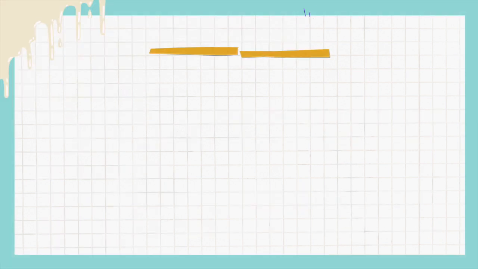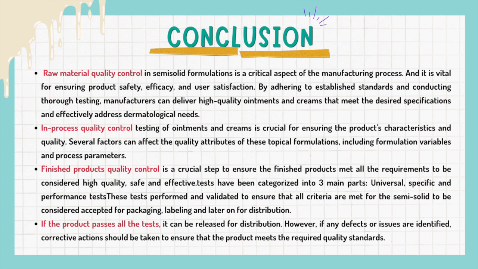In conclusion, raw material quality control in semi-solid formulations is a critical aspect of the manufacturing process, and it is vital for ensuring product safety, efficacy, and user satisfaction. By adhering to established standards and conducting thorough testing, manufacturers can deliver high-quality ointments and creams that meet the desired specifications and effectively address dermatological needs. In-process quality control testing of ointments and creams is crucial for ensuring the product's characteristics and quality. Several factors can affect the quality attributes of these topical formulations, including formulation variables and process parameters.